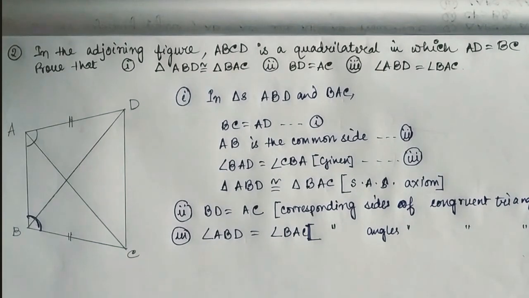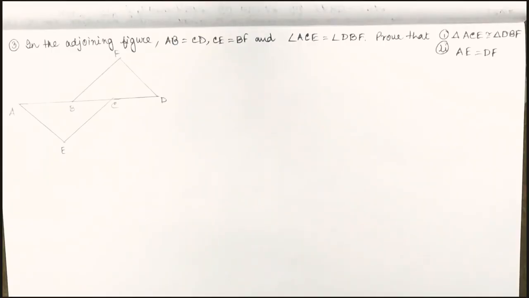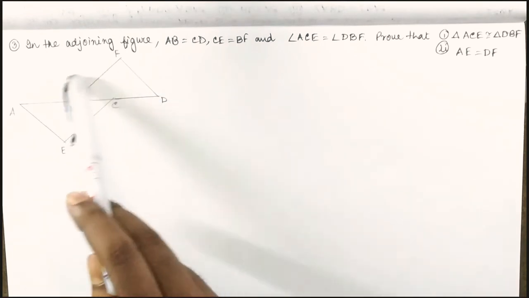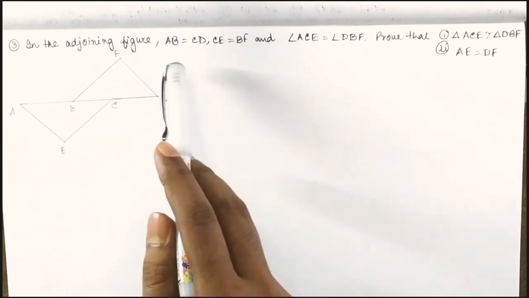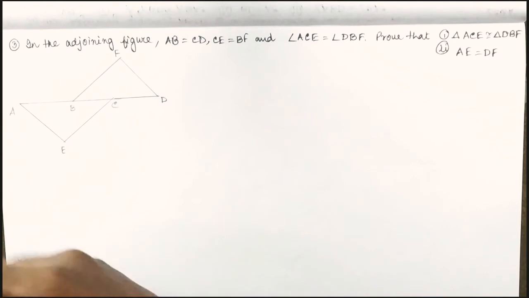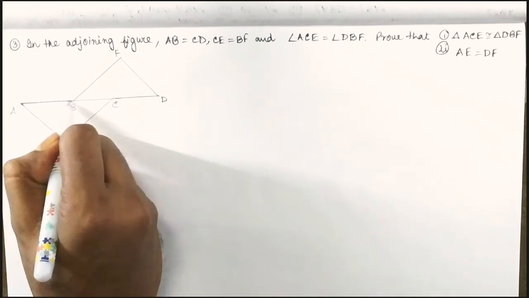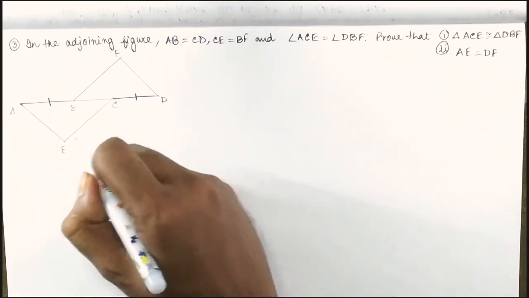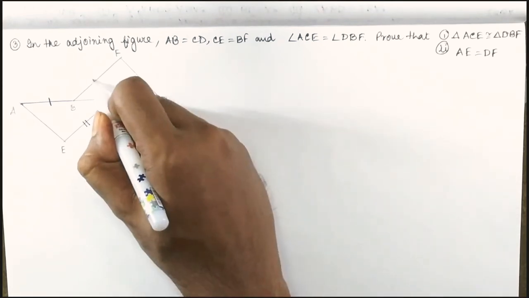All of you copy this sum. Now we will do our next sum. So next is sum number 3. All of you follow the question. Here the figure is given over here, and they have told you that AB is equal to this AB part, AB is equal to CD. Then they have told you that the side CE is equal to BF.